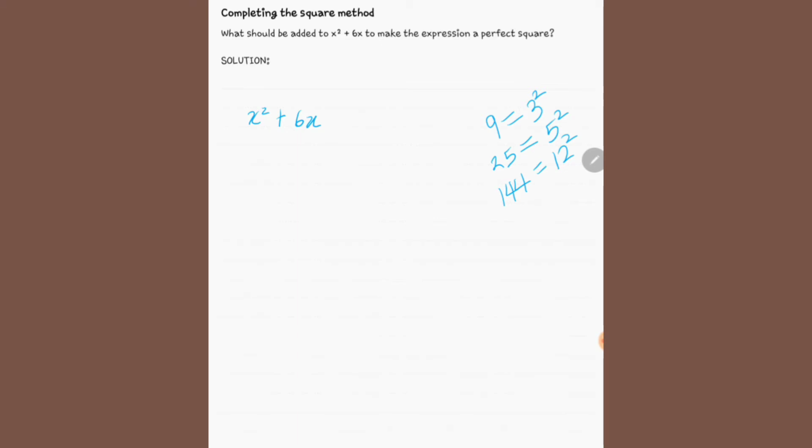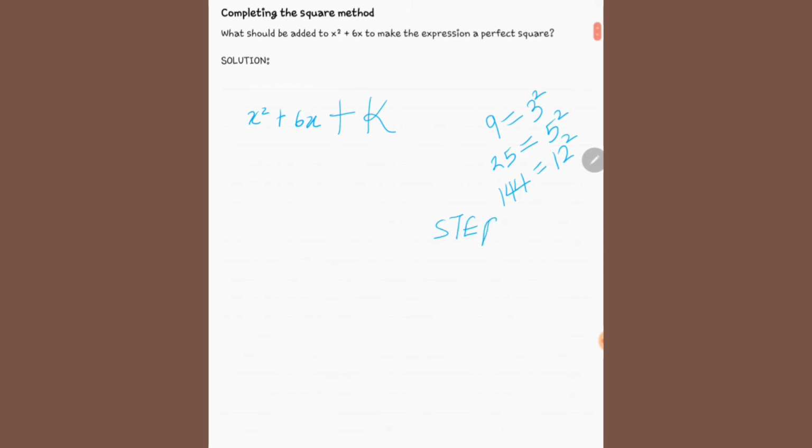But this time around, we don't have just a number. We have a letter and a number. And this is an expression. So we want to find out what we are going to add to it to make it a perfect square. That is, assuming what we add to it is, let's say, k, we are simply asking what the value of k will be that will make x squared plus 6x plus k a perfect square. To find out what k will be, there are 3 steps that you need to follow.